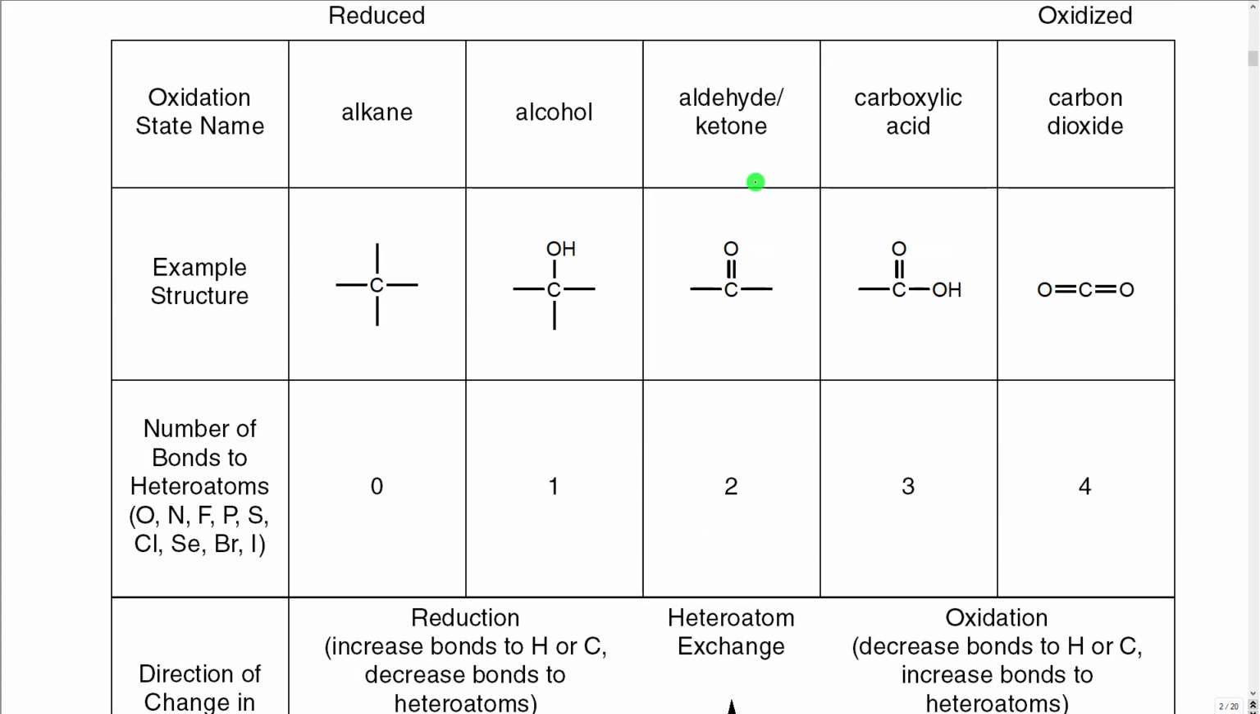Finally, then, while we can use oxidation numbers to define the oxidation state of the carbon, generally what we do is we use the name of the corresponding example that uses only oxygens. So for example, the 2 bonds to heteroatom oxidation state would be the aldehyde or ketone oxidation state. The 3 bonds to heteroatom would be the carboxylic acid oxidation state.